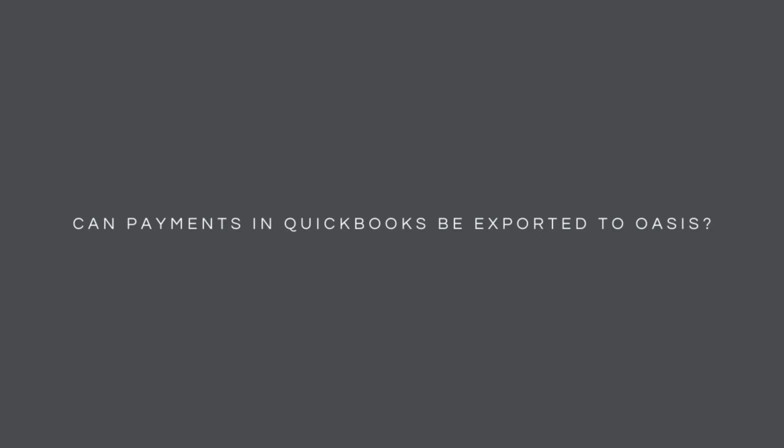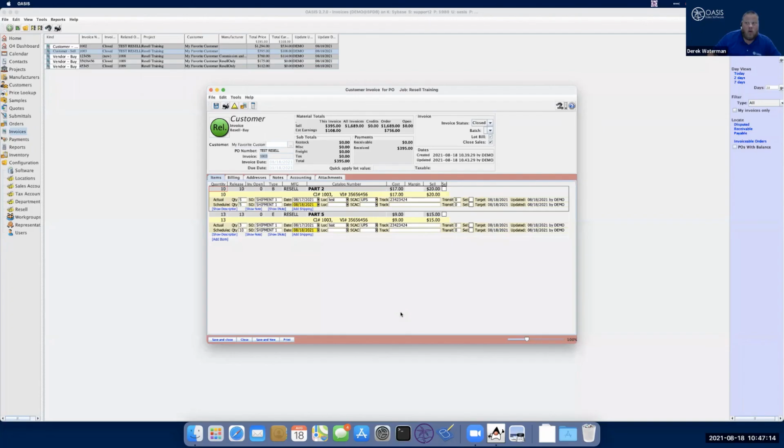Can payments in QuickBooks be exported to ACES? From Stephanie C. No, right now there is no integration from QuickBooks back into Oasis. There is a future discussion with O4 to add more functionality between what's called the QuickBooks API and our API. But right now, today, the answer to that is no.